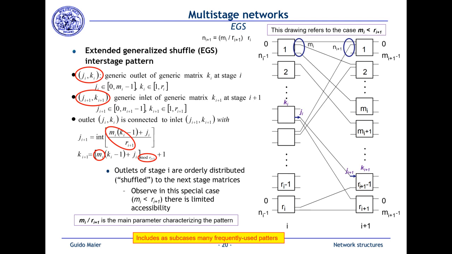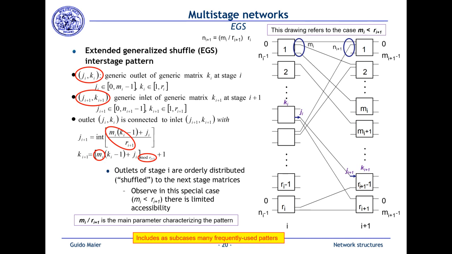So in this specific case that is represented in the picture, we are in the case where n sub i is less than r sub i plus 1. This means that the number of outlets of each matrix of this stage is less than the number of matrices of the next stage. So since here you are shuffling, so distributing the outlets of a matrix of this stage over the matrices of the next stage, this means that each matrix of this stage is connected only to a subset of the matrices of the next stage. Okay.